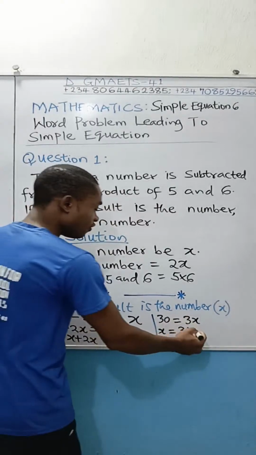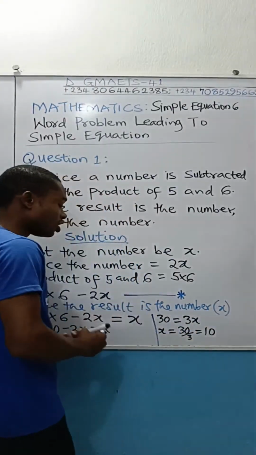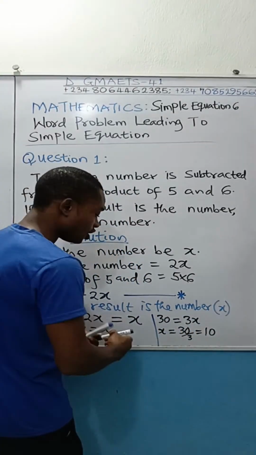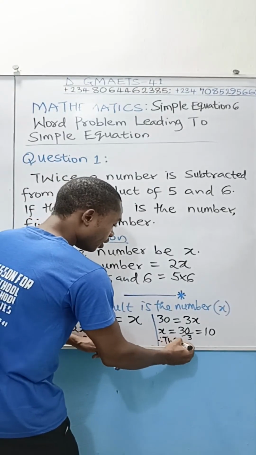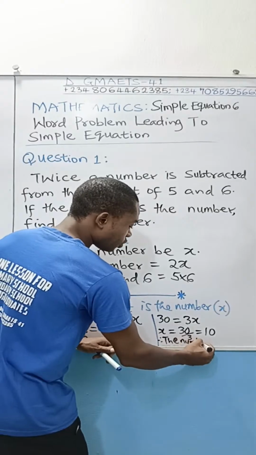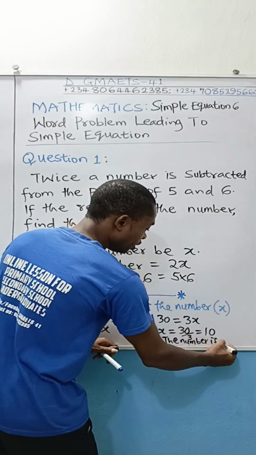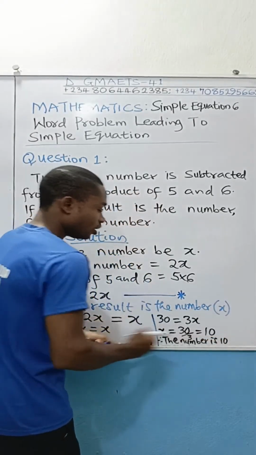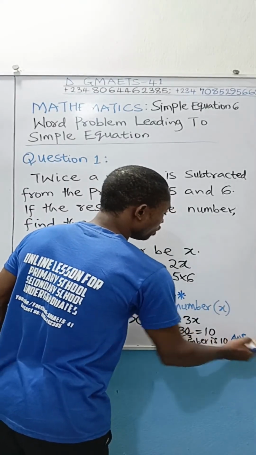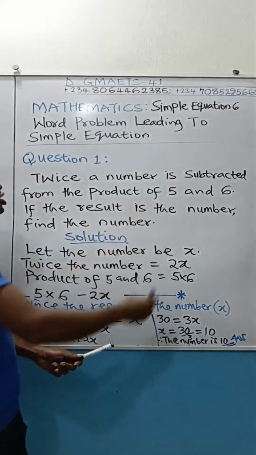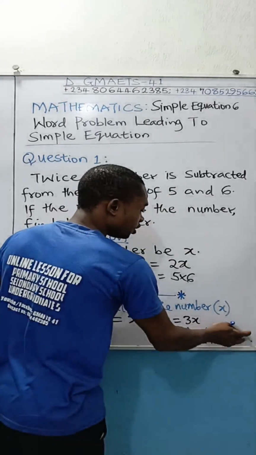And this is going to give you what? 10. So the number is 10. Therefore, the number, I'm sorry that I have to squeeze everything here, is 10. The number is 10.